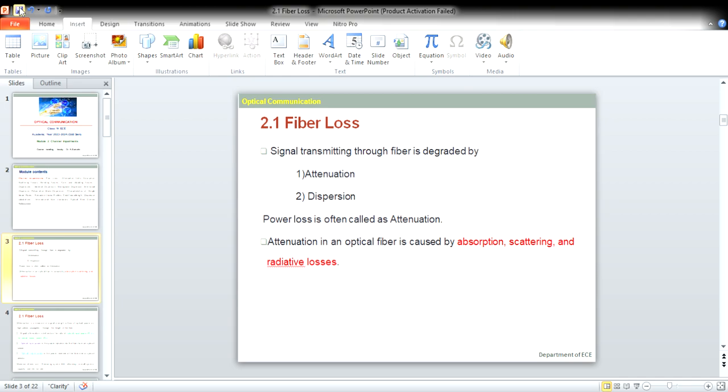The power loss that happens is broadly classified as attenuation. Attenuation in optical fiber is mainly caused by three factors. What are they? First one is absorption. Second one is scattering, and third one is radiative losses or bending losses. We'll see them one by one.